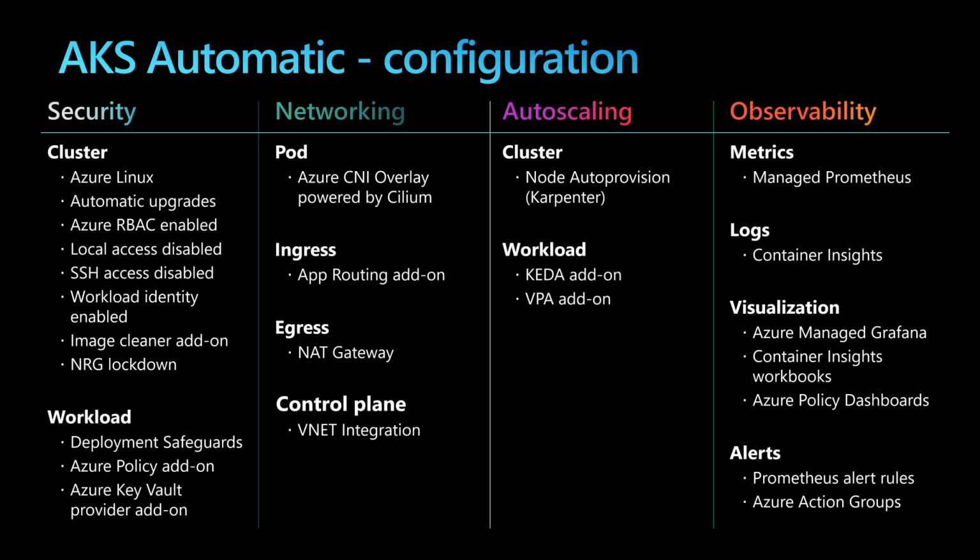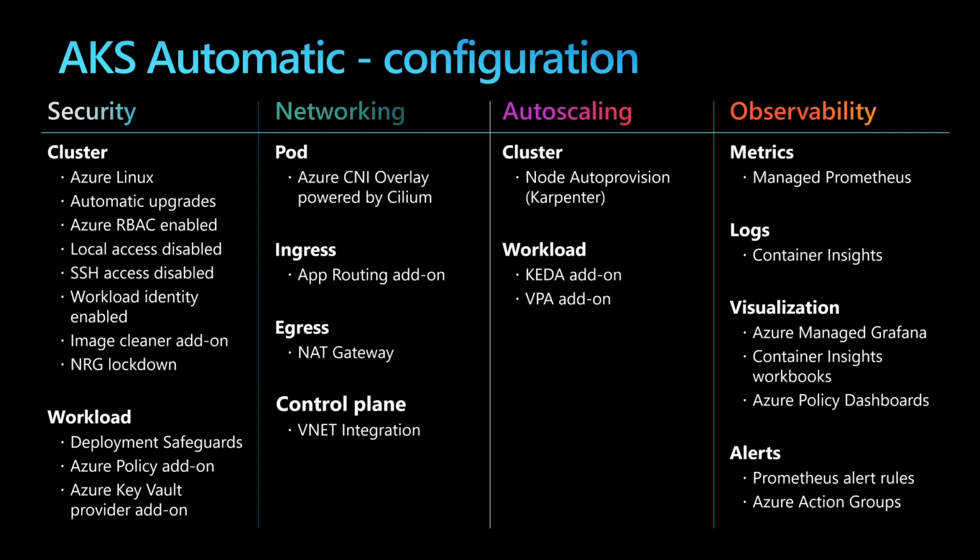And in terms of RBAC, Azure RBAC will be enabled by default, and thus you will need to use Azure Active Directory, Microsoft Entra ID, in order to authenticate and also to authorize your users who want to connect to the AKS Automatic cluster. You'd have local access disabled, and SSH will be disabled by default, and then you would have workload identity enabled in order to make it easier and more secure to connect to other Azure services that support managed identity. Image Cleaner will be enabled by default in order to remove the vulnerable images from the cache of the AKS cluster.